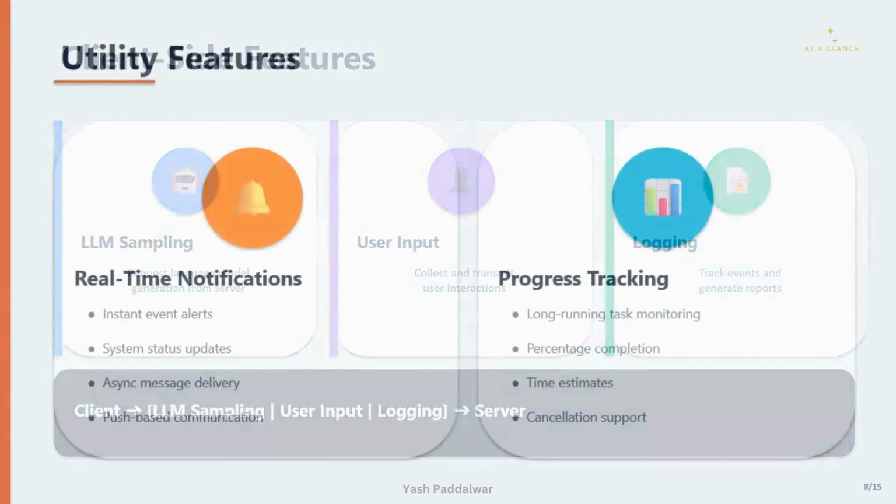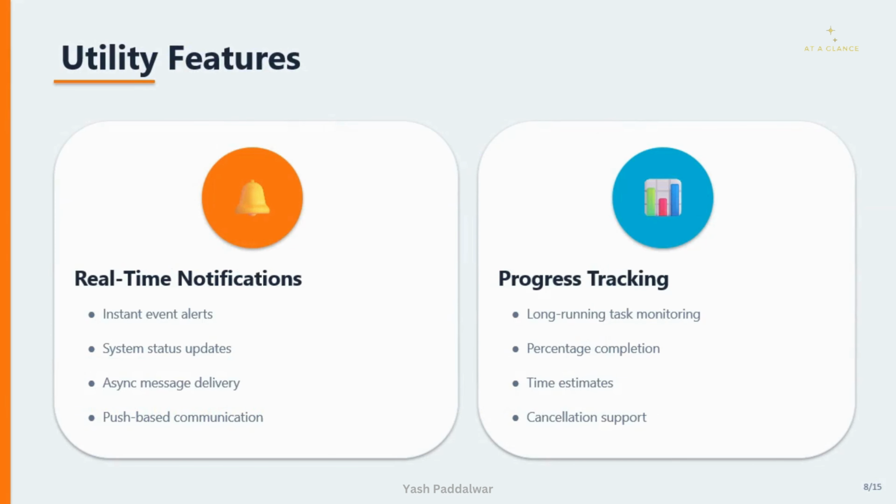Now let's have a look at the utility features. Here MCP also supports certain utility features that are very crucial in production systems. One of them is real-time notifications. Basically it gives instant event alerts, alarms, or certain messages, or continuous message delivery, just to keep track of what is being done and what is going on.